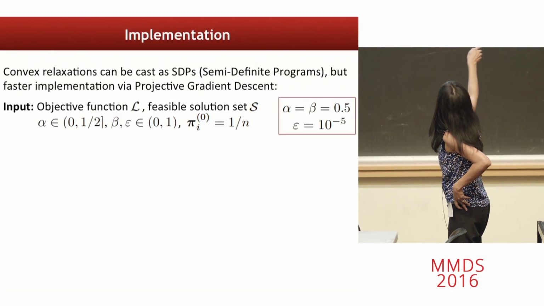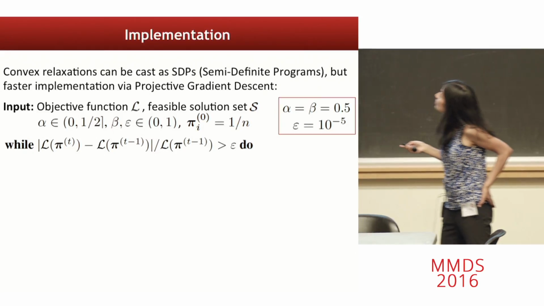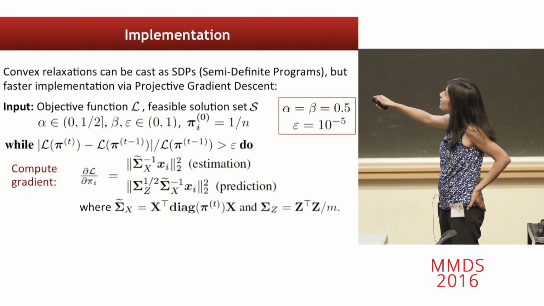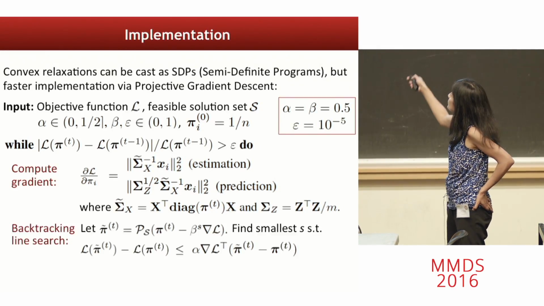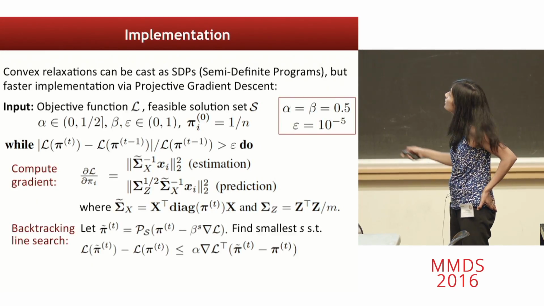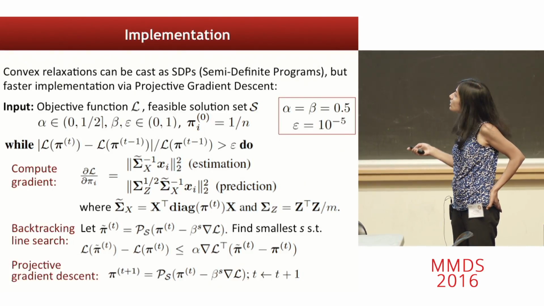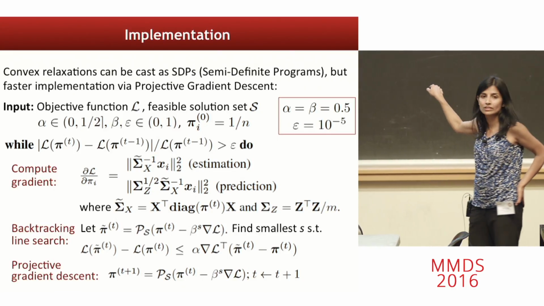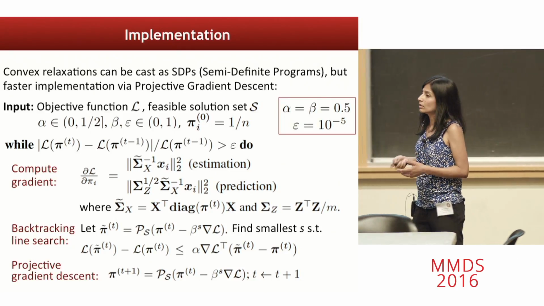And there are some parameters which we can set to some defaults. These are the values we use in our algorithm. Essentially, all you do is, until your relative accuracy falls below epsilon, you compute the gradient of your objective function. These gradient steps are actually easy to compute, not too hard. You do a backtracking line search to pick the right step size, and you do projective gradient descent. So you do gradient descent and project back onto the feasible set. Okay? So it's a very simple algorithm and it works well in practice.